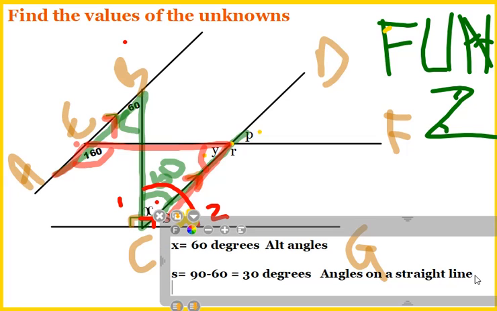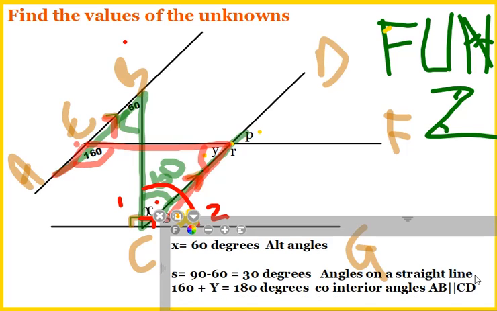So we say Y is equal to, okay, let's say 160 plus Y should give us 180 degrees. The reason is co-interior angles. So I'm going to mention our parallel lines: AB is parallel to CD. So that's our reason. And so we solve for Y, so we get Y as the subject of the formula.